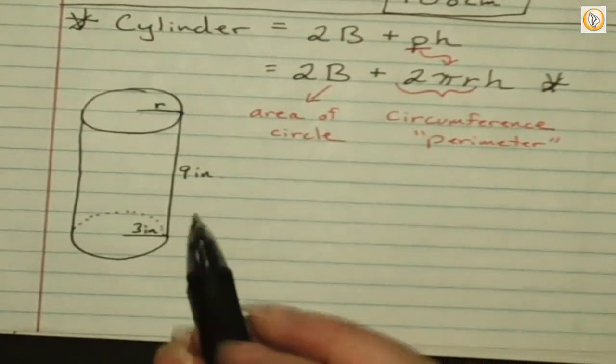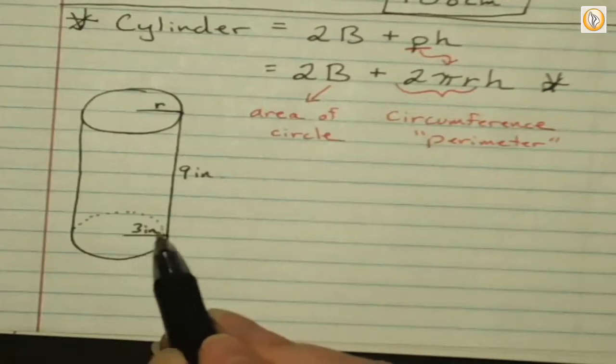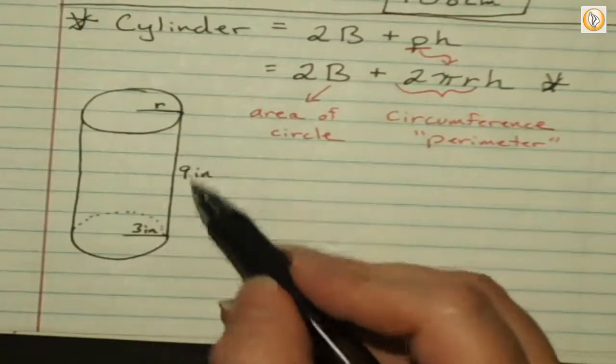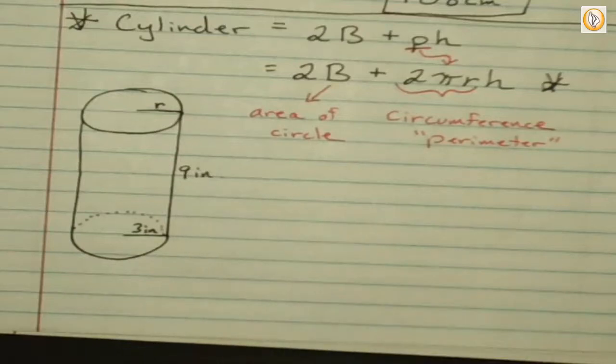Y'all have the measurements there? That is 3 inches. That's your what? Radius. Radius. And this is going to be your height, correct? That's your 9. The 9 inches, your height.